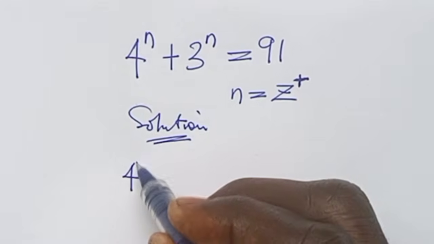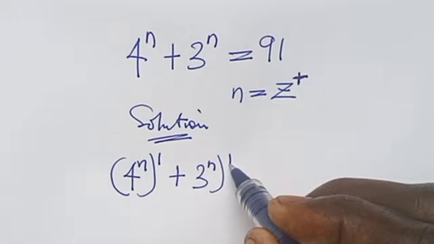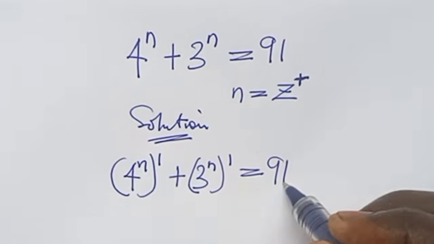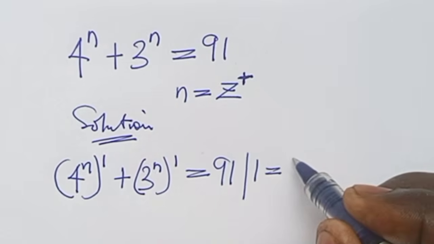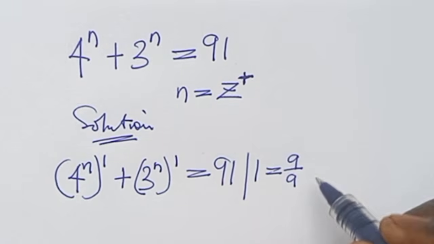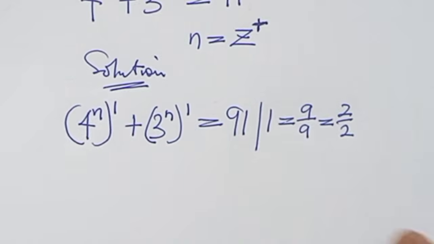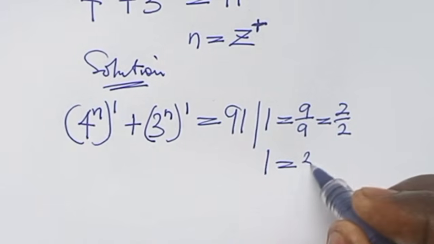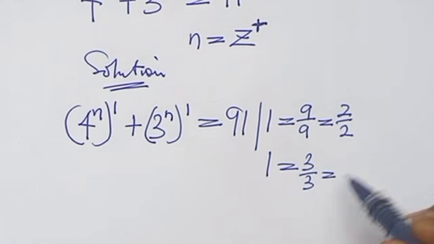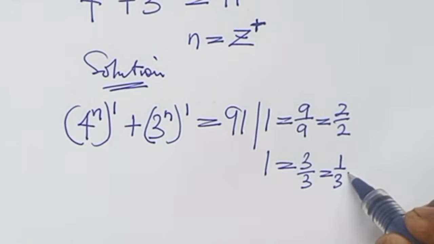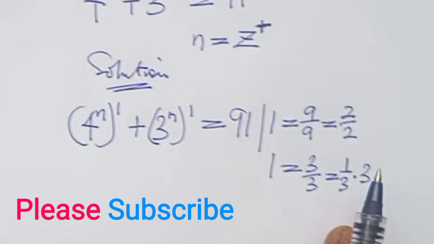So we can write 4 to the power of n to the power of 1 plus 3 to the power of n to the power of 1 equals 91. But 1 can be regarded as a over a, which is 1, and also 2 divided by 2 is also 1. But in this case, we will regard 1 as 3 over 3. 3 divided by 3 is 1. We want to represent 3 over 3 as 1 over 3 times 3. So in place of 1, we write 1 over 3 times 3.